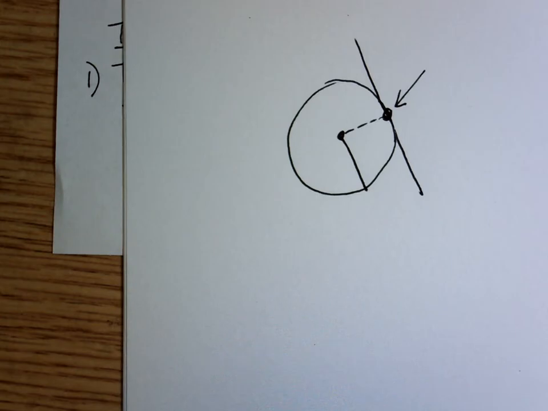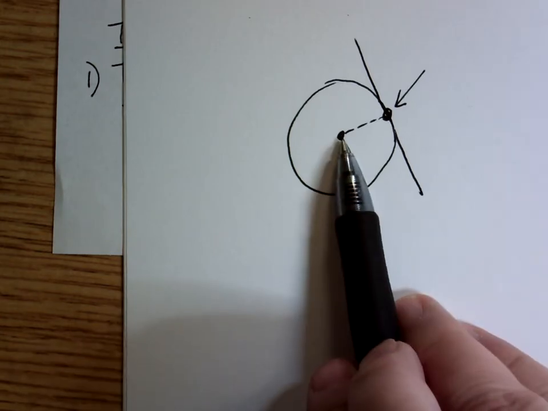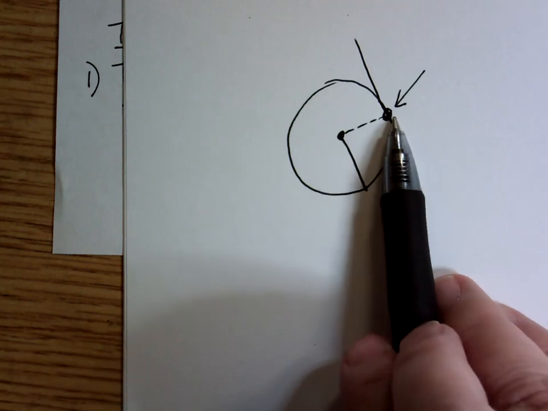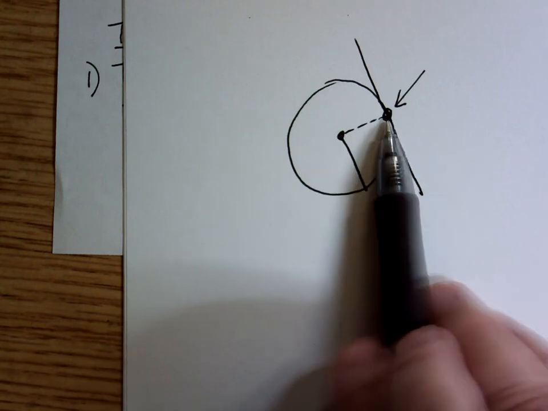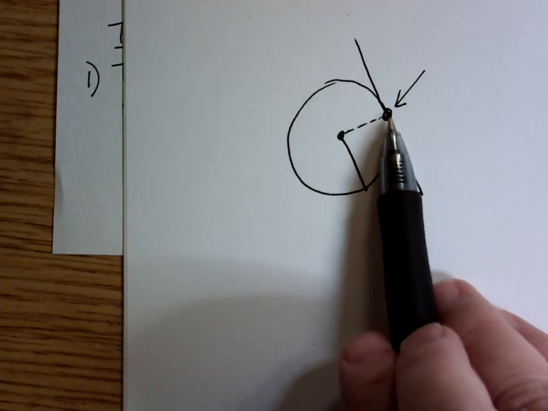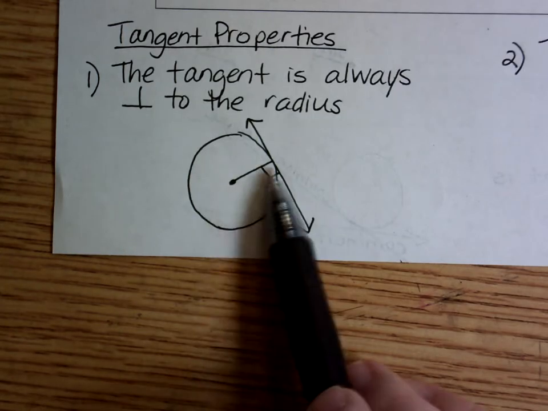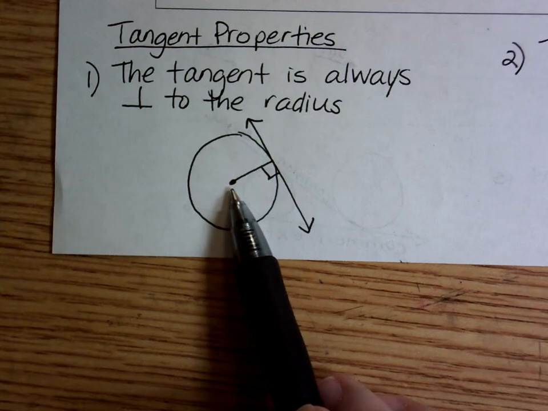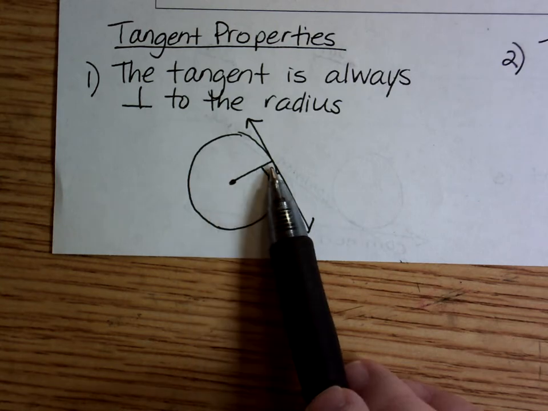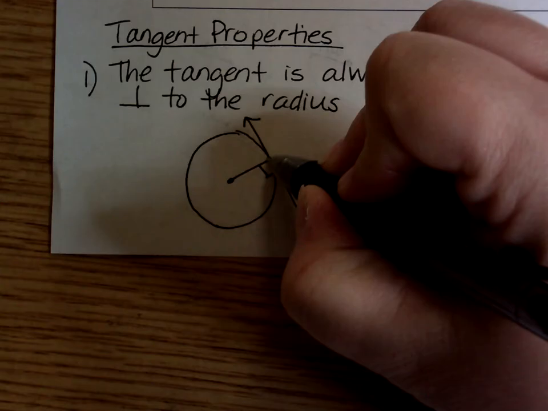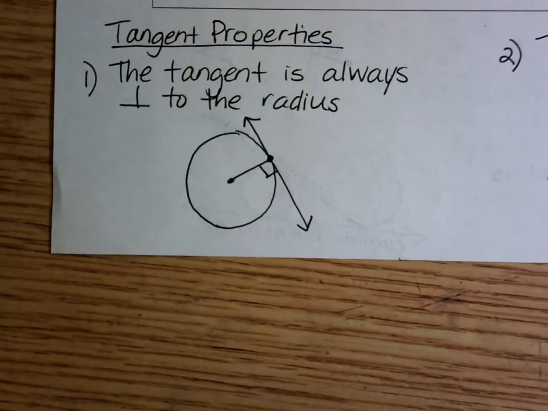And remember, the definition of a radius is it's a segment that has one endpoint as the center of the circle and the other endpoint is on the circle. So the endpoint of the radius we're talking about that's on the circle would be the same as the point of tangency. So here's my radius. Here's the endpoint that's the center of the circle. Here's the endpoint on the circle. It is the point of tangency for my tangent line, and that's always going to be a right angle.